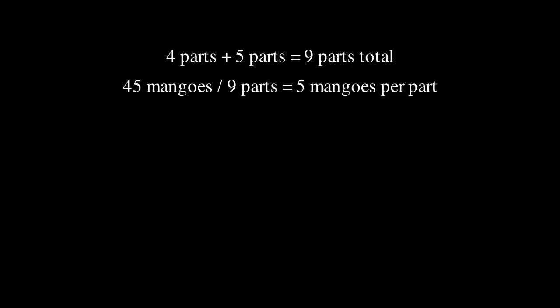First, we add the parts. 4 plus 5 gives 9 equal parts in total. Now we divide the 45 mangoes by the 9 parts to find what one part is worth.